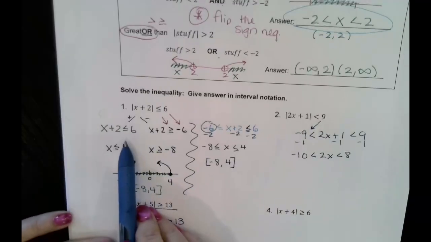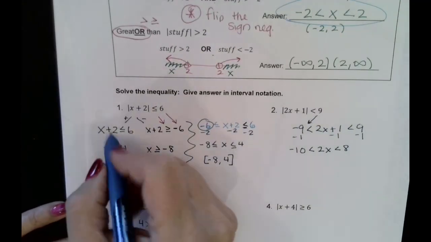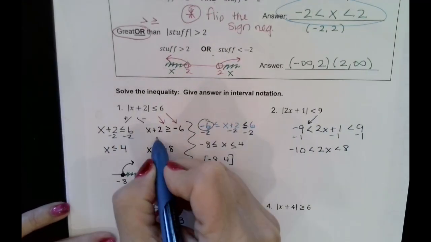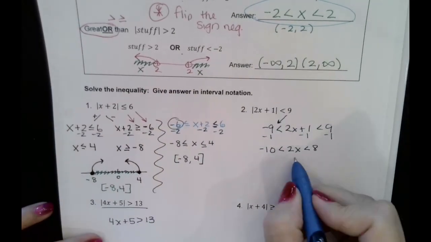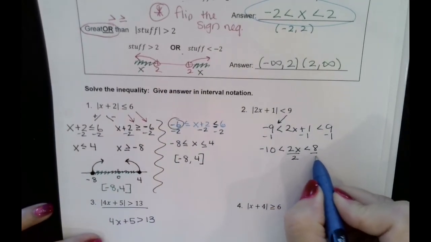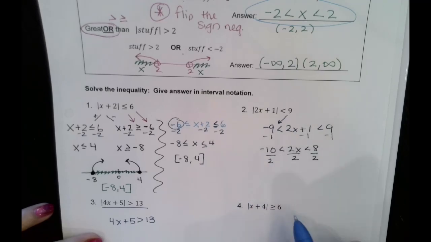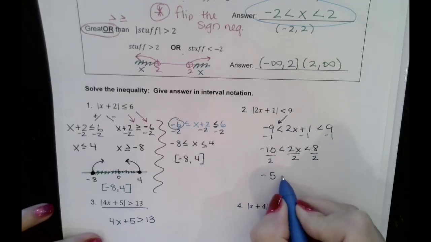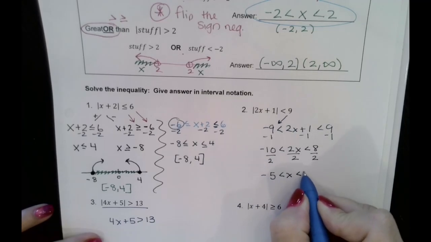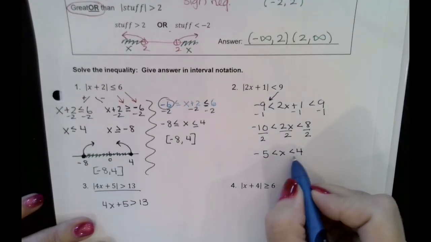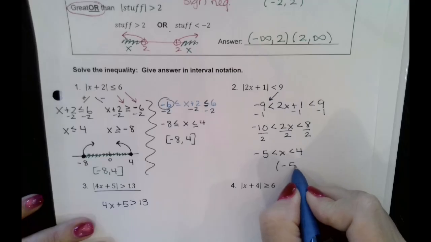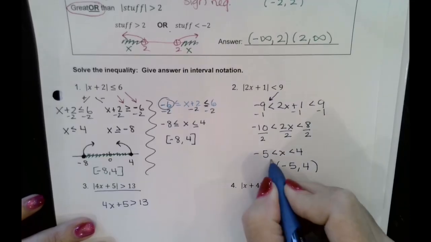Just like when I did it this way over here, I didn't write this, but I subtracted 2, and then I subtracted 2 from both sides. Same thing. So now I'm going to divide this by 2, and divide this by 2, and divide this by 2. And I get negative 5 is less than x is less than 4. So because there's no equal sign here, I'm just going to say negative 5 and 4, and it looks like this.